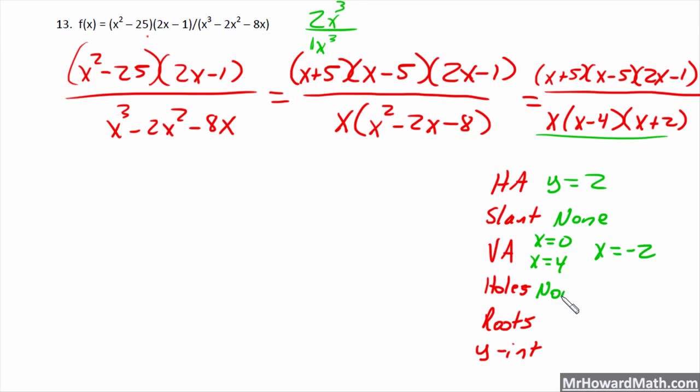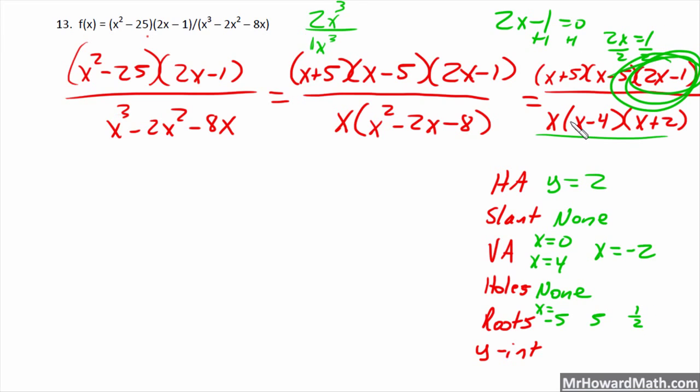Holes, I don't have any because no factors canceled between numerator and denominator up here. Roots come from factors in the numerator that did not cancel, so I have 3: 1, 2, 3. So I have roots at negative 5, at positive 5, so negative 5 from this factor, positive 5 from this factor, and positive 1/2 from this factor. So just so we're clear, 2x minus 1 equals 0, add 1, so 2x equals 1, divide by 2, and you get 1/2. So x equals 1/2, that's where this root is coming from, this factor right here.